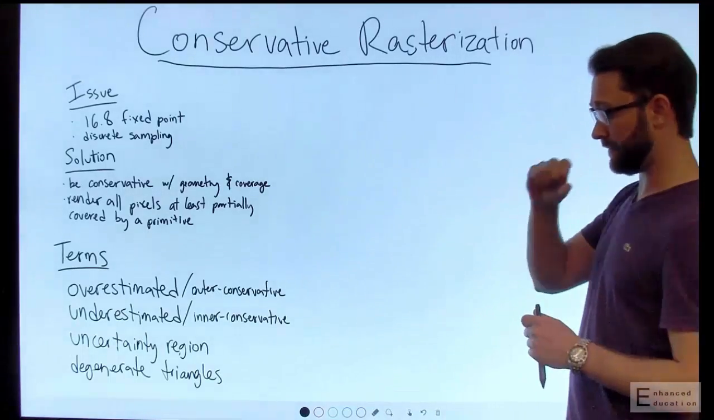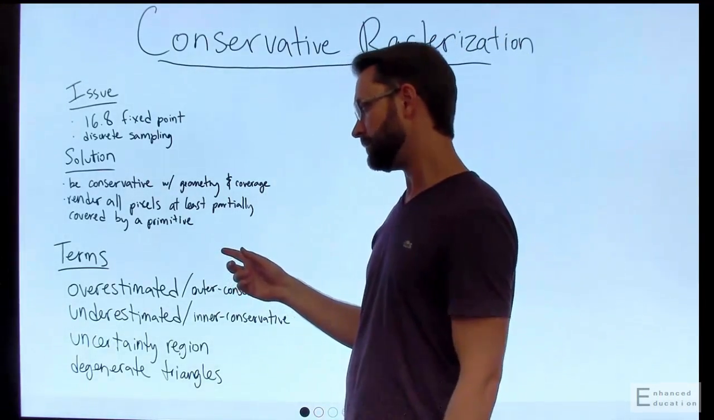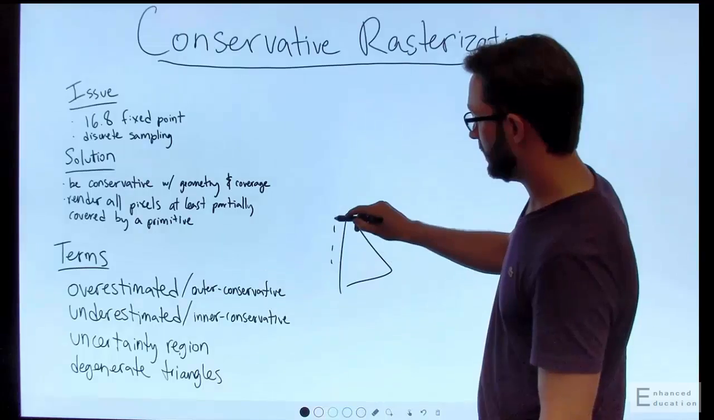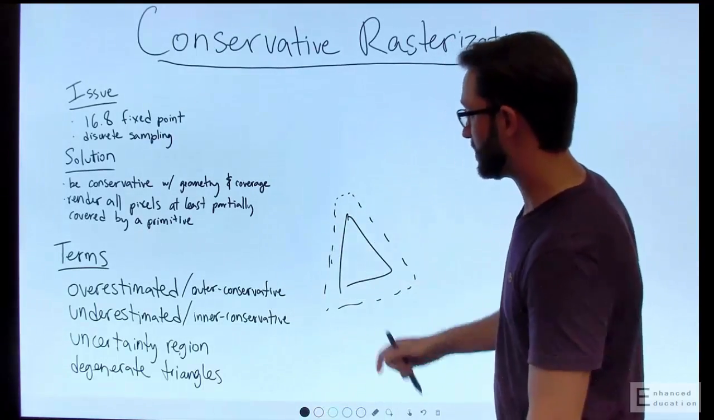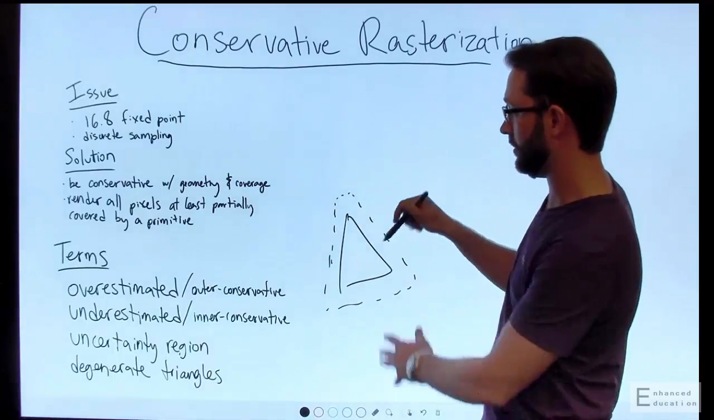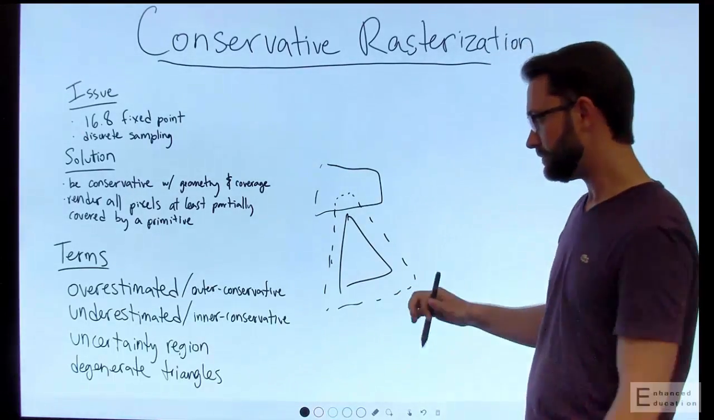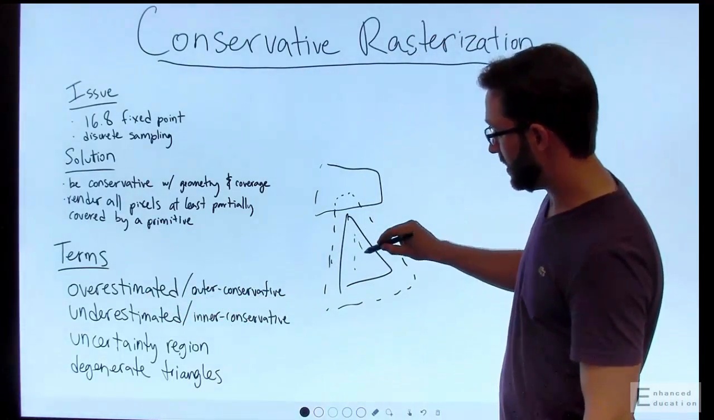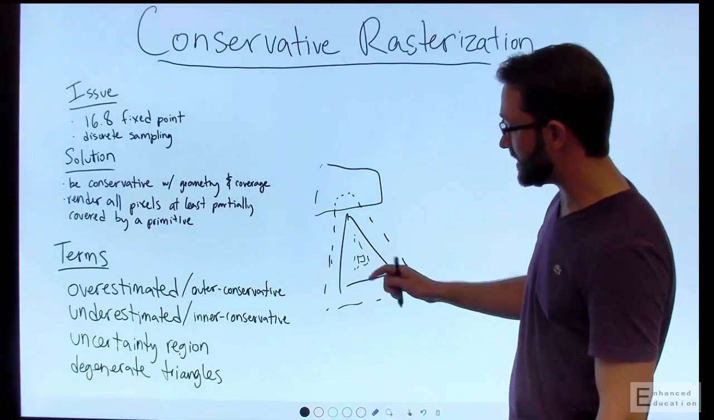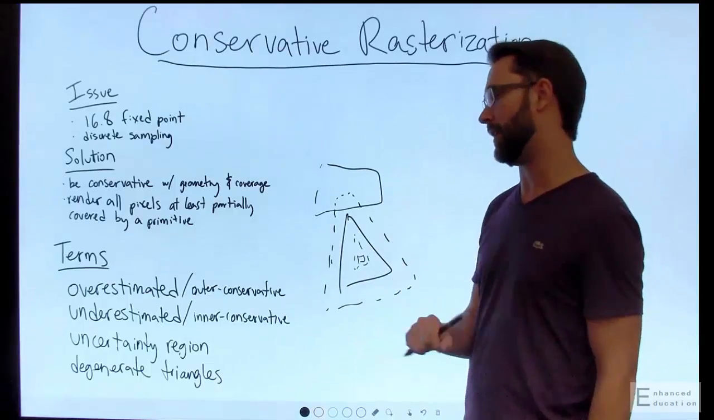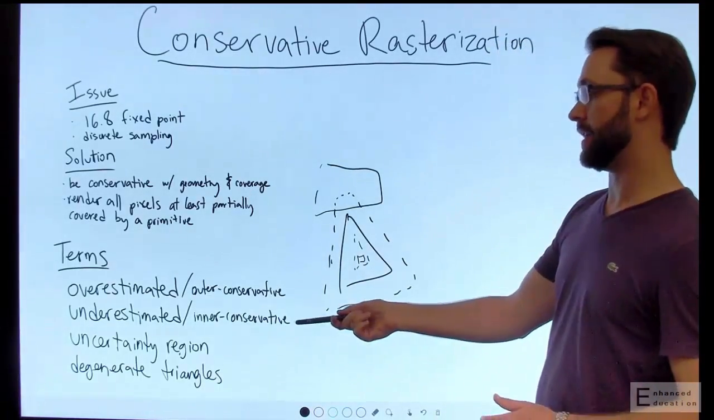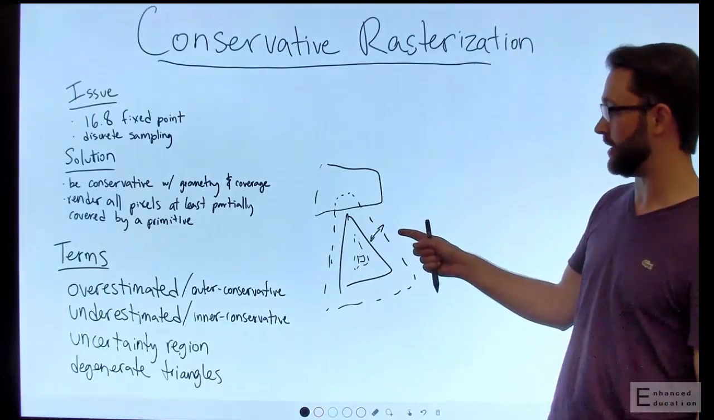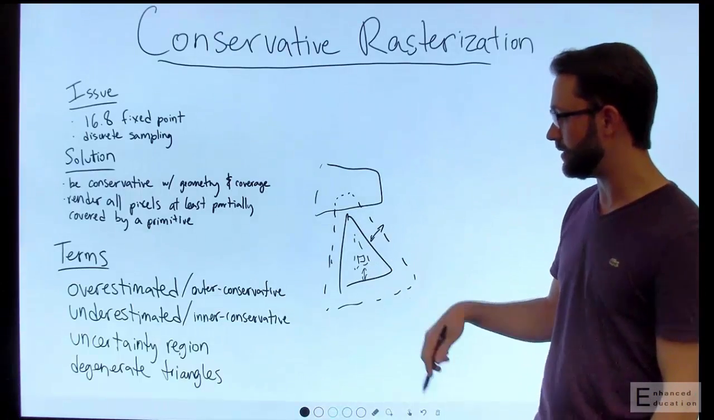And there's some terms that go along with this. There's overestimated or outer conservative, and that's if we've got a primitive that's being extra conservative about what pixels that primitive might light up. And there's also underestimated or inner conservative, and that's sort of the opposite, where if we have a pixel that's on the inside of a triangle, it's guaranteed to be fully covered. Another term is the uncertainty region, and that's basically what I've been diagramming here. That's the outer uncertainty region. This is the inner uncertainty region.